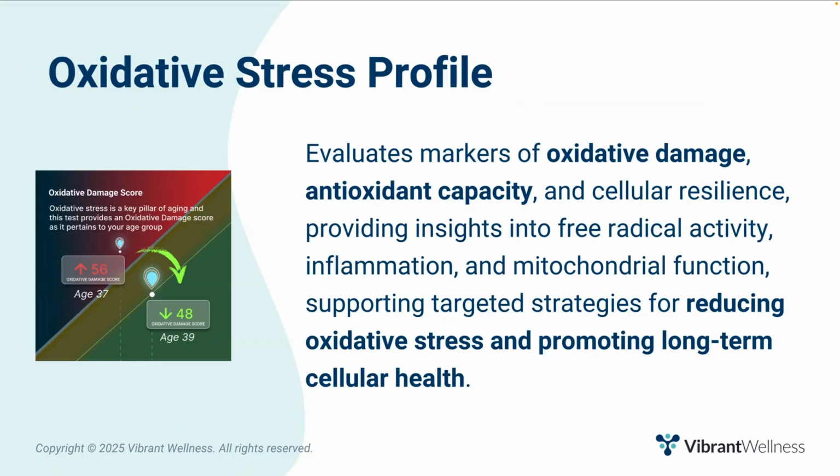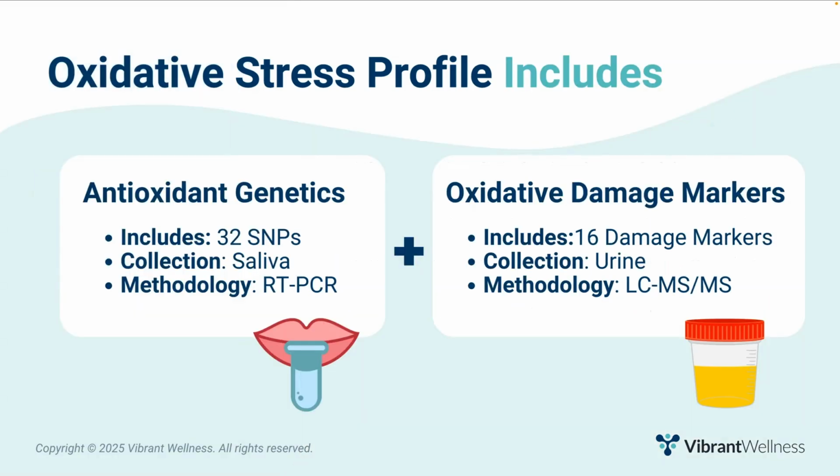Vibrant Wellness's oxidative stress profile evaluates markers of oxidative damage, antioxidant capacity, and cellular resilience, providing insights into free radical activity, inflammation, and mitochondrial function. All of this to support targeted strategies for reducing oxidative stress and promoting long-term cellular health. The oxidative stress profile includes two panels: antioxidant genetics and oxidative damage markers.